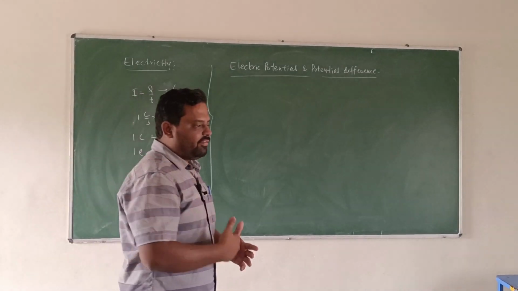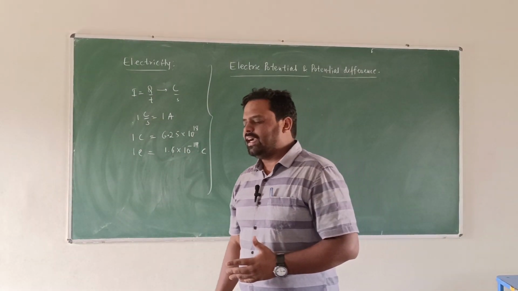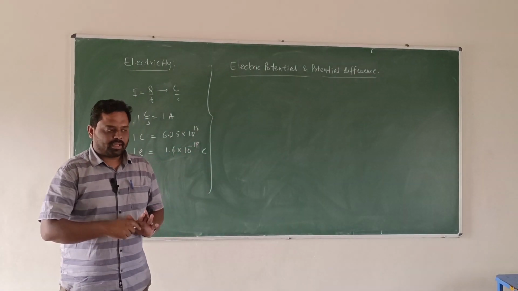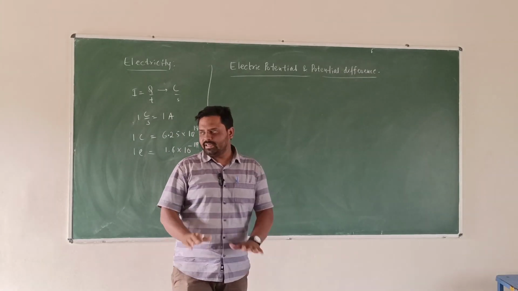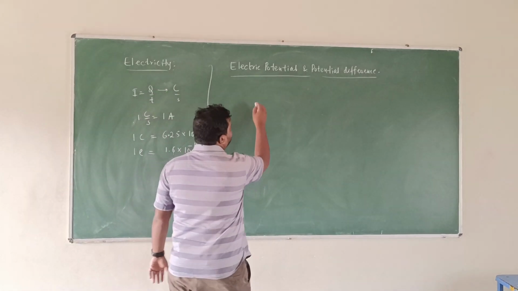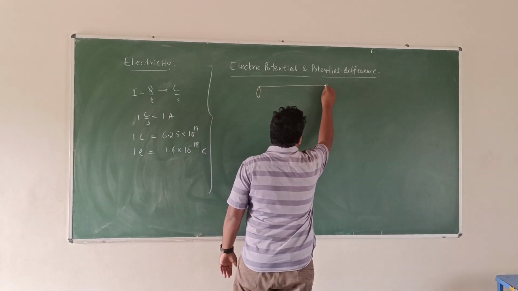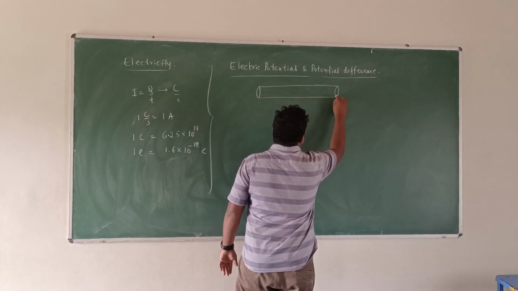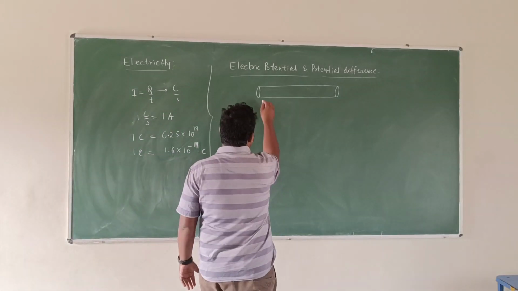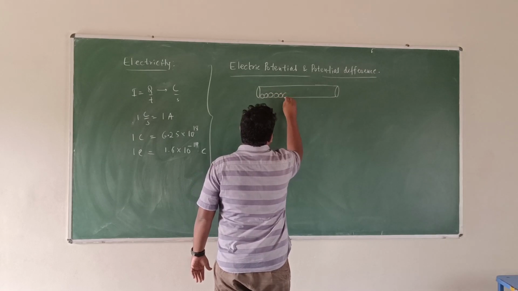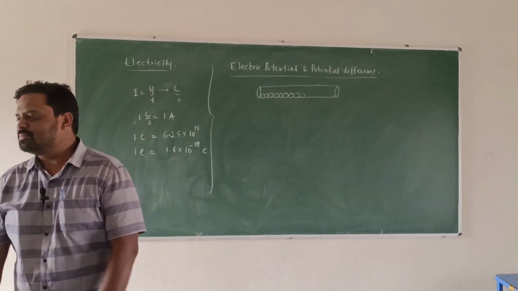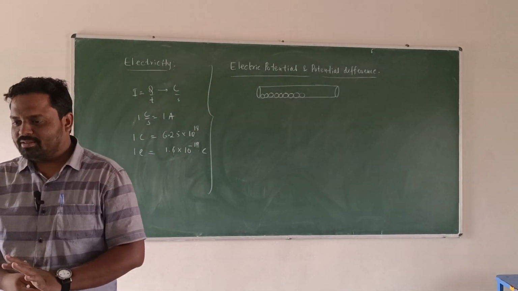Correct? So let's try to link up with that word and understand the meaning of electric potential and potential difference. Right? Okay. For this, let us consider some analogy to understand. Now let us say there is one pipe, right? And inside this pipe there are some marbles, not laddus. Inside this pipe, there are marbles, correct?